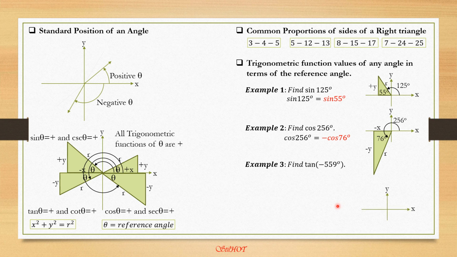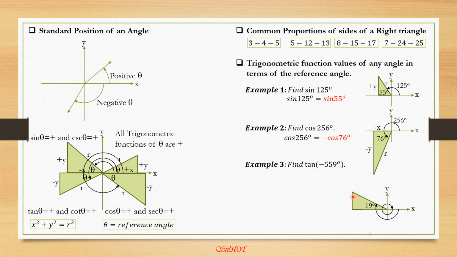Lastly, find the tangent of negative 559 degrees. When the angle is negative, it means that we have to measure it clockwise. So this is more than negative 360 degrees, and less than negative 720. So we have one complete revolution clockwise, negative 360, then minus 90, negative 450, minus 90, negative 540.